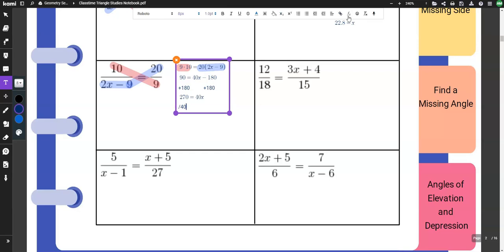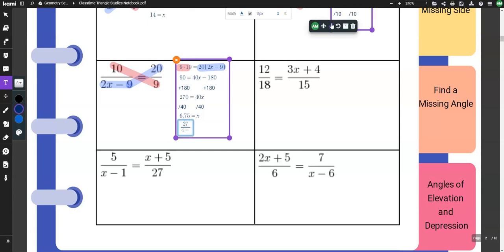Divide both sides by 40. And you get that x is going to be 6.75. Or you can leave it as 27 over 4. Either answer is acceptable. Right, next problem.